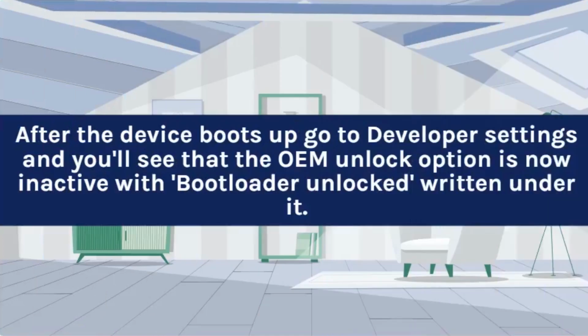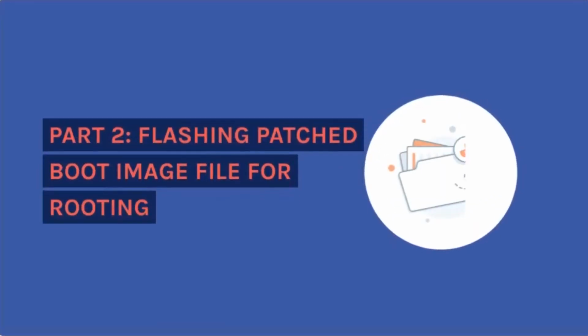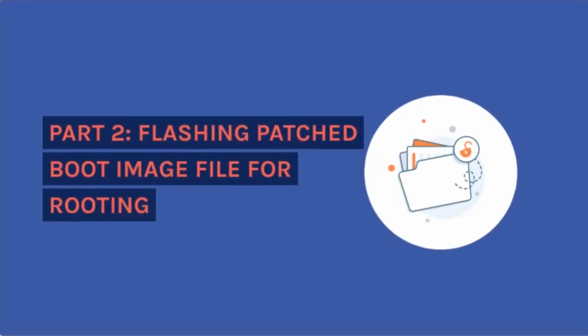After the device boots up, go to Developer Settings and you'll see that the OEM Unlock option is now inactive with Bootloader Unlocked written under it. Part 2. Flashing patched boot image file for rooting.